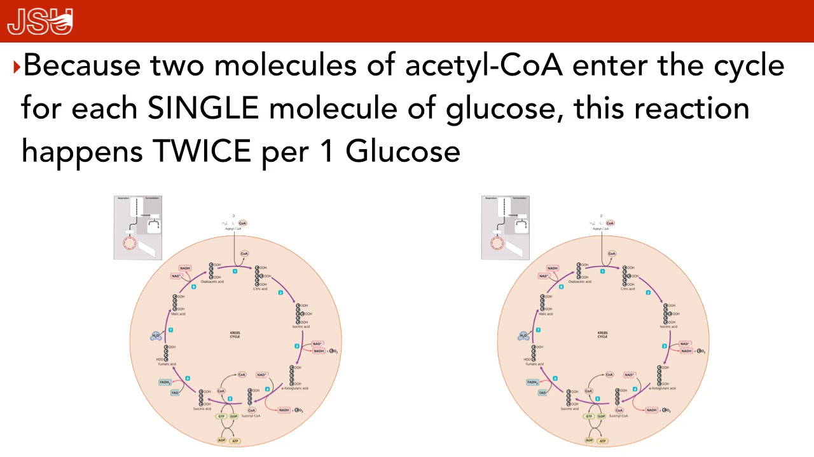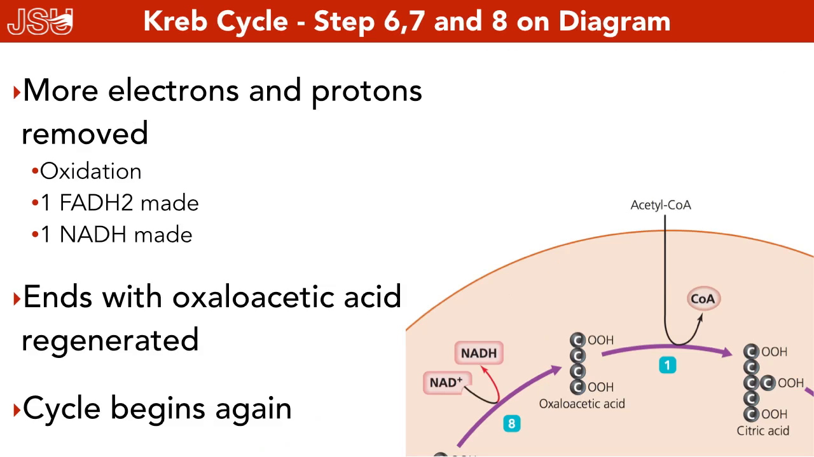So you have to know every single intermediate? No. No, not at all. You have to get the idea that we're making energy carriers, the NADHs, the FADH2s. You have to get the idea that we are removing carbon dioxide from the reaction. That's why we breathe out carbon dioxide. You're making a little bit of ATP, but not a heck of a lot from the Kreb cycle. All right.